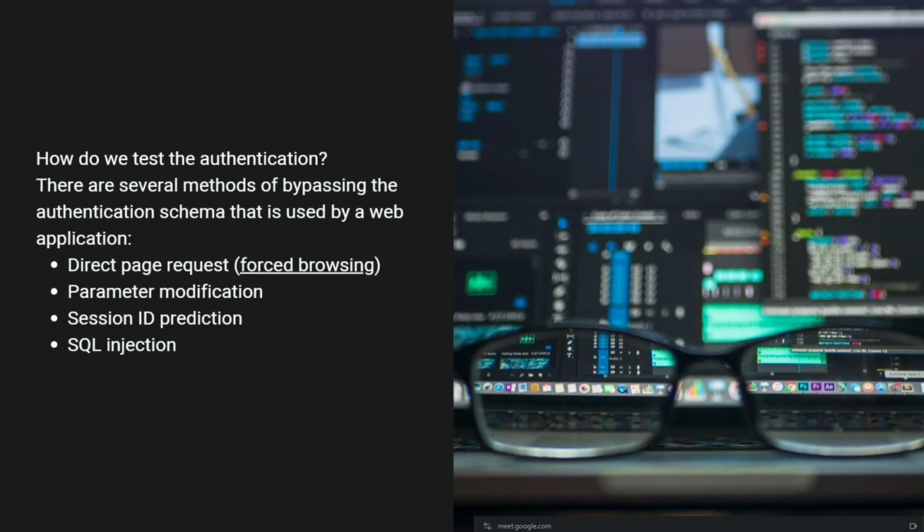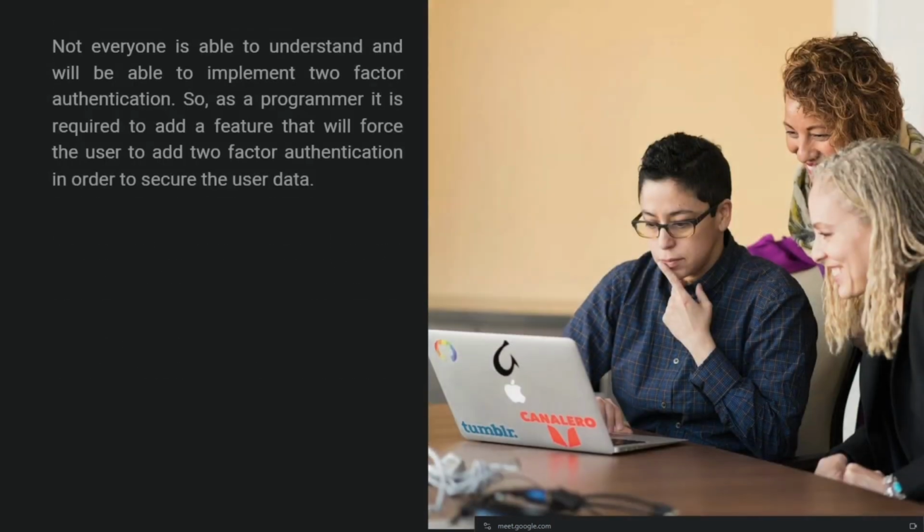How do we test the authentication? There are several methods of bypassing the authentication schema used by a web application: direct request, forced browsing, which is what we did about bypassing authentication, parameter modification, session ID prediction, pretty similar to a brute force attack, and SQL injection.